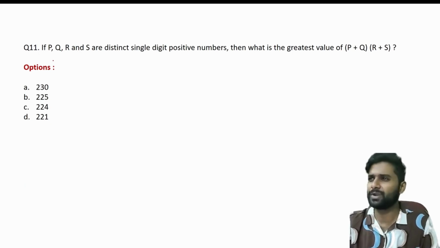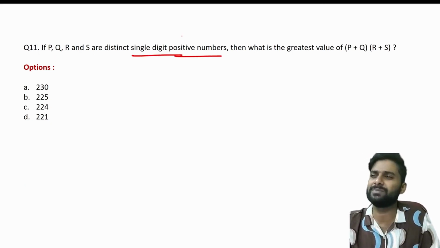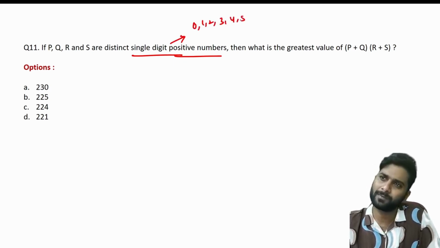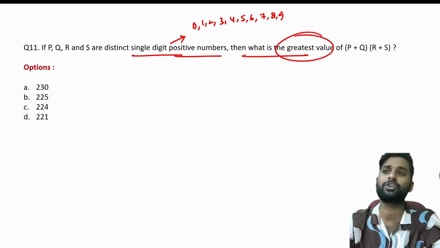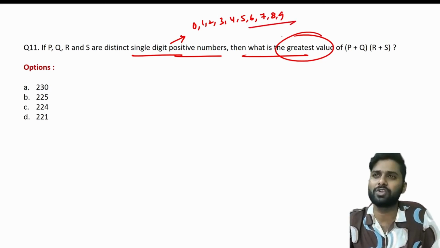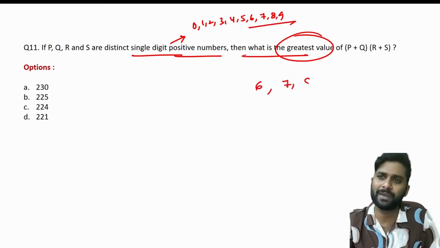Yes, this is one of the important questions. See, if P, Q, R, S are distinct single digit positive numbers. So guys, single digit positive numbers means 0, 1, 2, 3. Now the question, what is the greatest value? Guys, if you want the greatest value, we have to pick the top greatest values. See what the greatest values are here? So you have to pick these numbers.